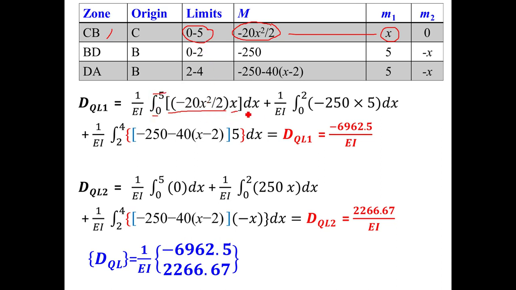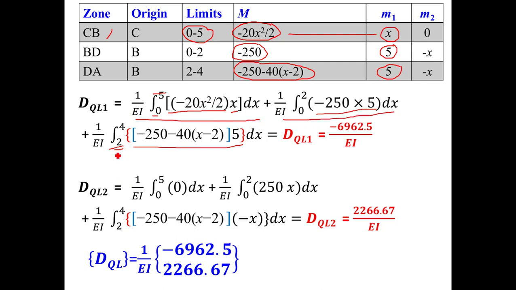Okay, so this is the first zone. Plus the second zone, capital M is equal to minus 250 and small m1 is equal to 5. So minus 250 into 5, that is the second zone. Similarly, the third zone, capital M is equal to minus 250 minus 40 into x minus 2, into 5 m1. So this is the third zone. Limits are 2 to 4. So if we perform all three integrations in your calculator and add all these three integrations, you will get the final answer of dql1.